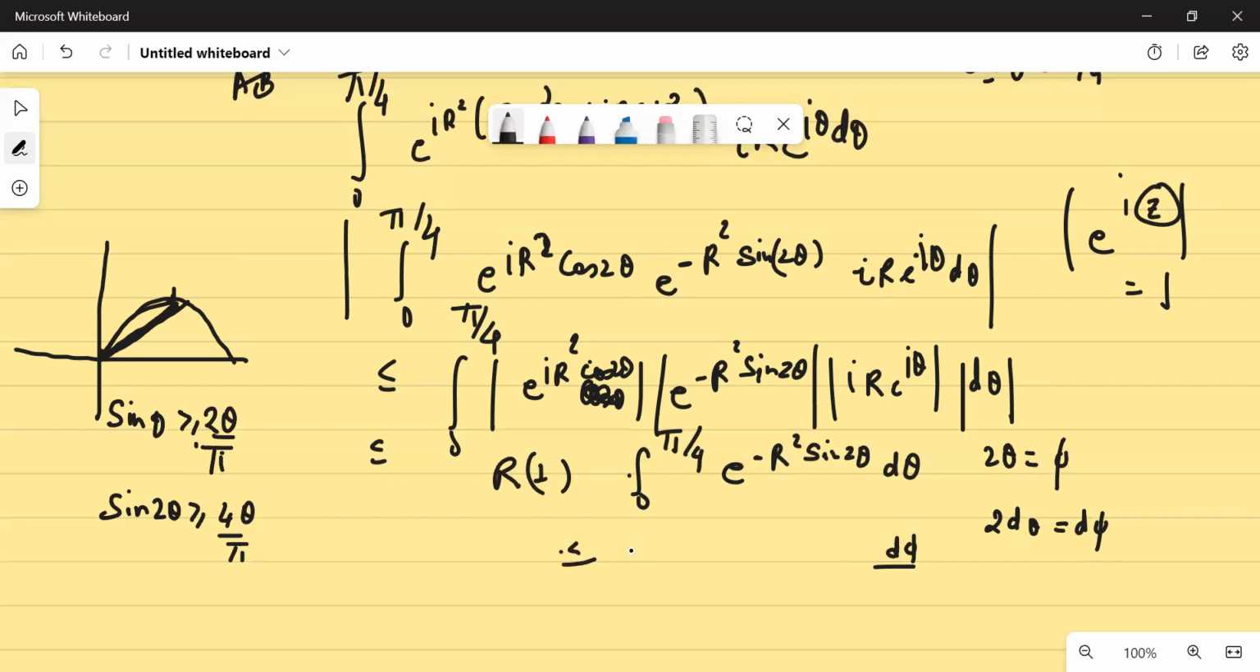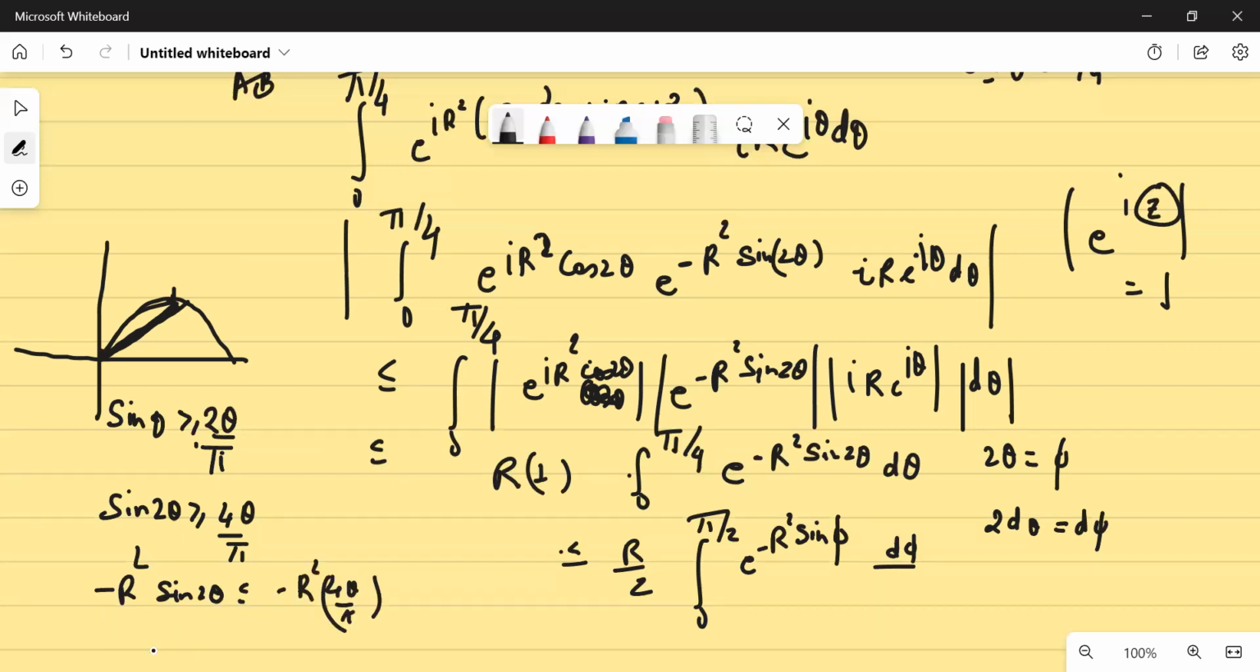So I will write less than or equal to r upon 2, integration from 0 to pi by 2. Because of 2 theta, when you take phi, the integral limits are 0 to pi by 4, so the integral limits for phi would be 0 to pi by 2. And you are left with e to the power minus r square. Instead of sine 2 theta, let's say I'm writing sine phi at first, and you know that sine 2 theta is greater than or equal to this. So just multiply by minus r square: minus r square sine 2 theta is less than or equal to minus r square 4 theta upon pi. And then you just take e, this kind of thing.